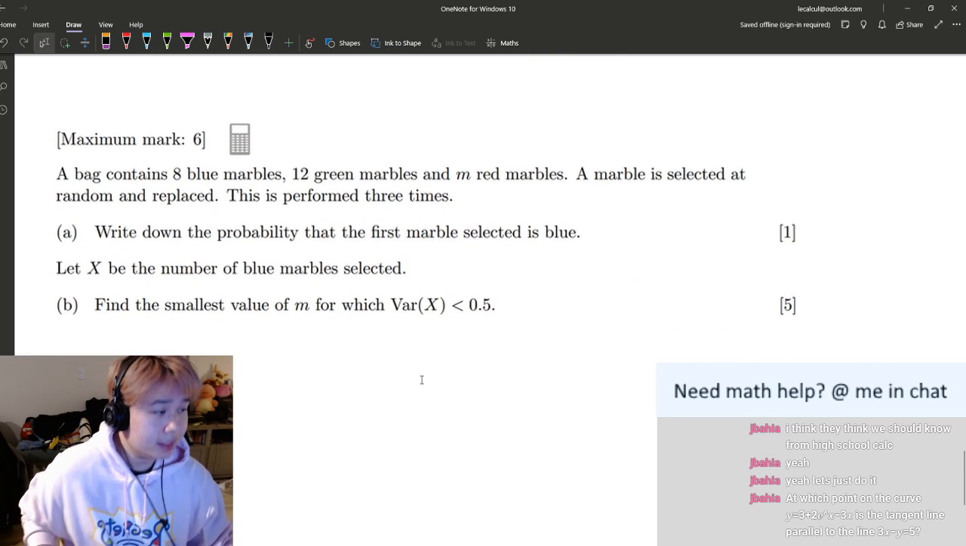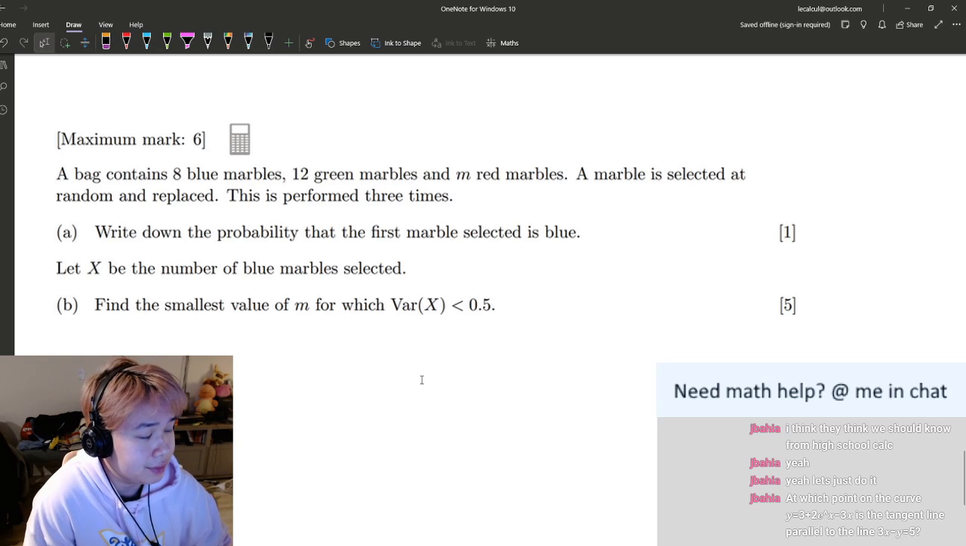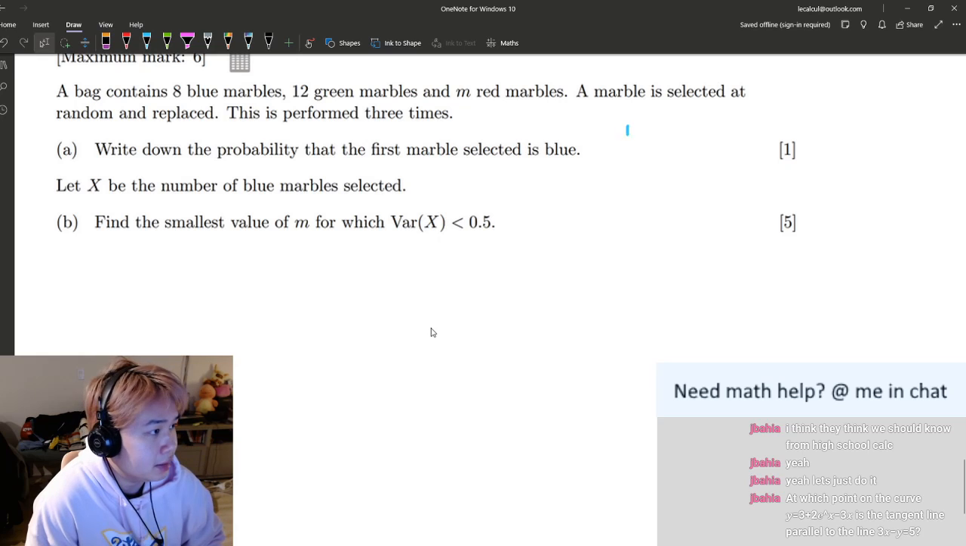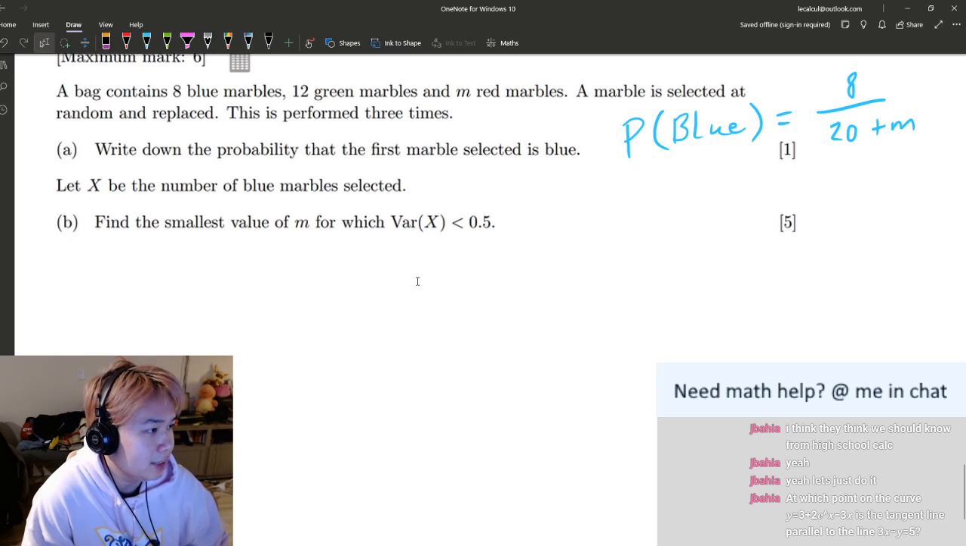Okay, we have a bag, and it has 8 blue marbles, 12 green marbles, and some amount of red marbles. A marble is going to be selected at random and then put back in the bag. And then we do this 3 times. So write down the probability that the first marble we selected is blue. Well, that's easy enough. So the amount of marbles in the bag is 20 plus m, and there are 8 blue marbles, so the probability of a blue marble is 8 over 20 plus m.